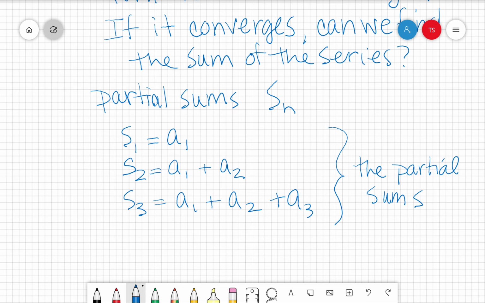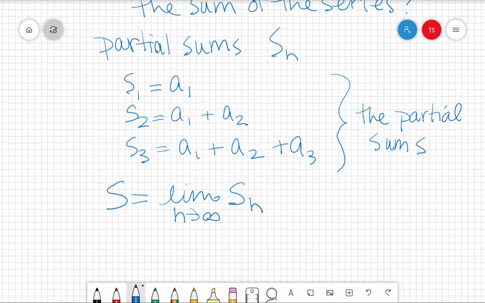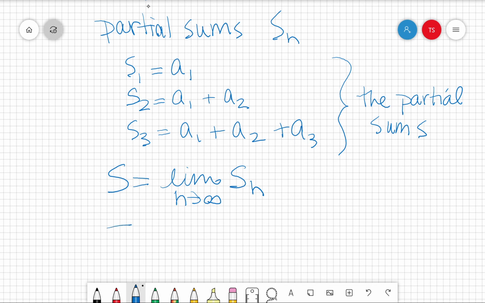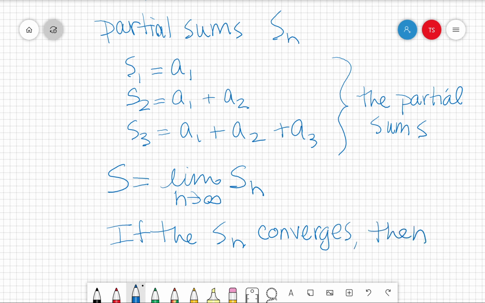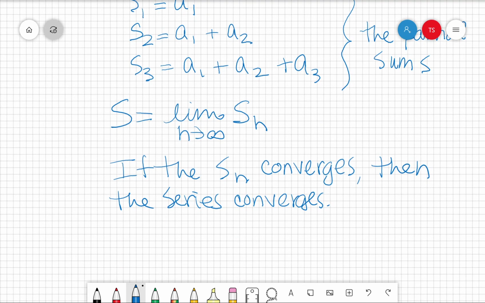Okay. Now, we can say that the sum of the series, the total sum, S, is equal to the limit, as n goes to infinity, of our partial sums. If the partial sums converge, then we say the series converges. And so what we're really looking at is our partial sums. If we can determine that the partial sums converge, then we can say the series converges.